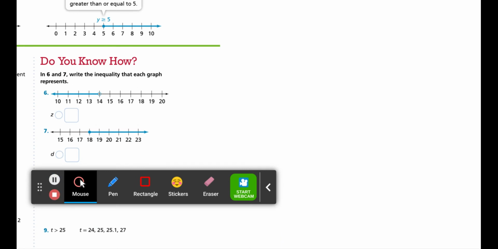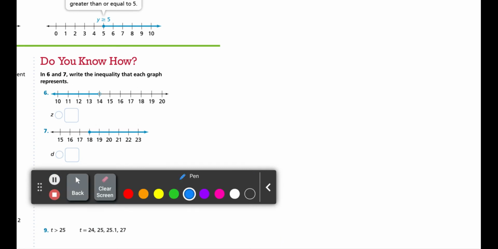For the last two questions, I want us to look at 6 and 7. It says in 6 and 7, write the inequality that each graph represents. So for 6, I have to figure out Z is either going to be greater than, less than, greater than or equal to, less than or equal to, what number? So it's easier to start by looking at the number line for 6 and figure out, well, at what number is there a circle plotted?